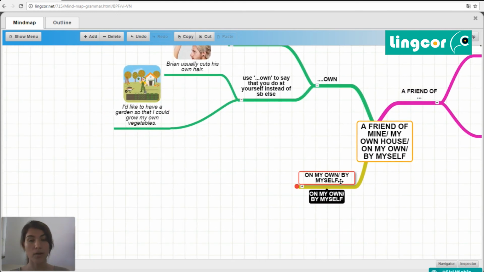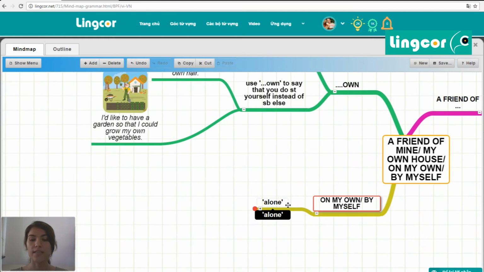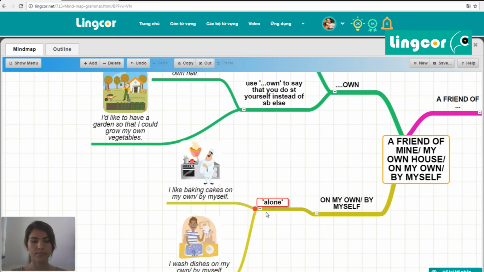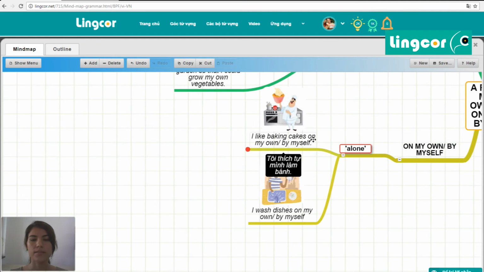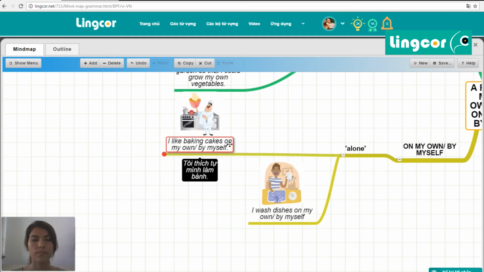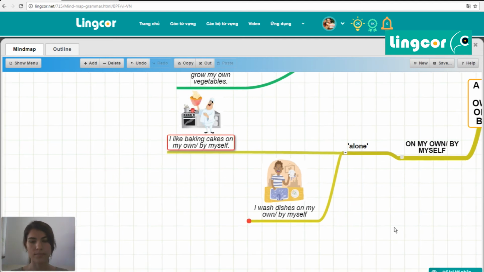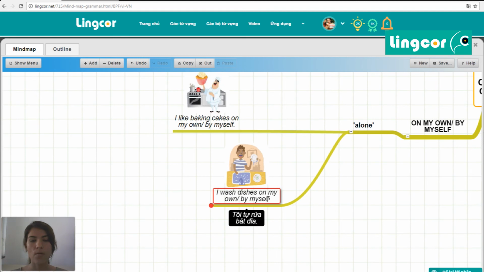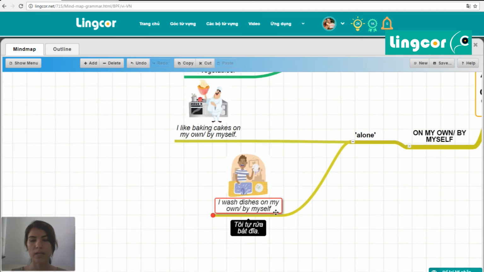Next, let's move to on my own or by myself. These are words that mean alone. For example, I like baking cakes on my own or by myself. Both of them work. And I wash dishes on my own or by myself. Both of these are talking about people being alone. On my own, by myself.